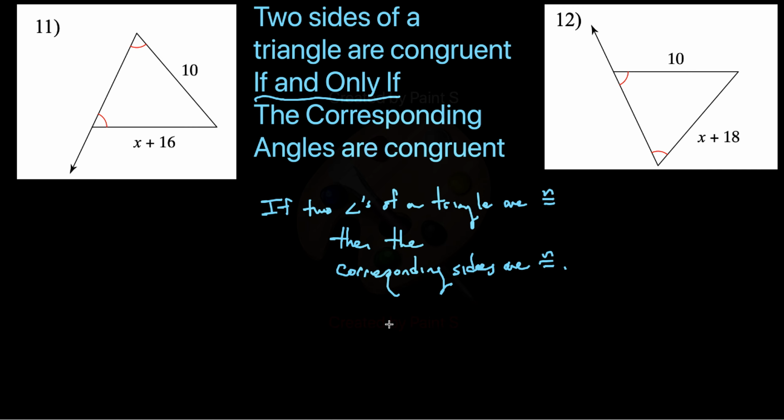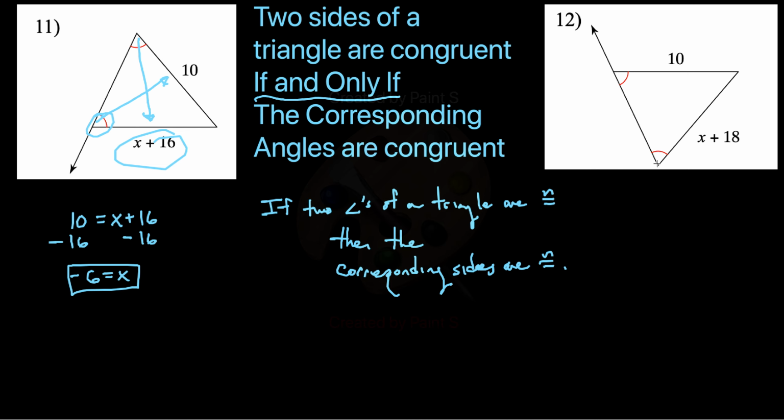Okay, and now let's use this theorem in these cases. So this is saying this angle right here is congruent to this angle. Then their corresponding sides must be congruent. The side that corresponds to this angle is this x plus 16. The side that corresponds to this other angle is the 10. These sides must be congruent, therefore their measures must be equal. 10 equals x plus 16. I solve for x. I get negative 6 equals x.